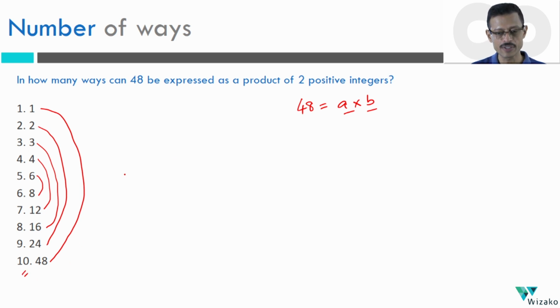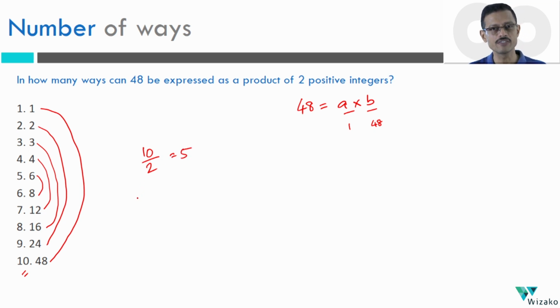How many factors did 48 have? 48 has 10 factors. Each of these, for A being 1, B can only be 48. It cannot be anything else. So we have 10 factors. Each factor is clearly tied to one other factor and only that factor. Your 1 into 16 cannot give you a 48. Only 1 into 48 can give you a 48. So how many pairs can we make out of these 10? 10 by 2 will be able to make 5 pairs.